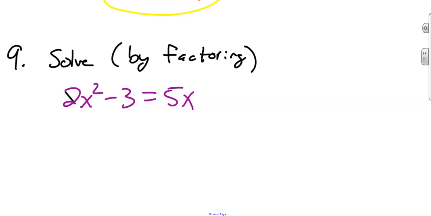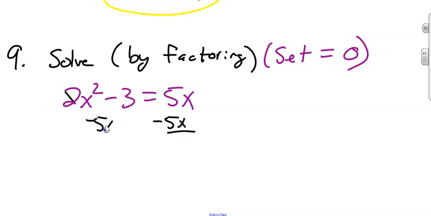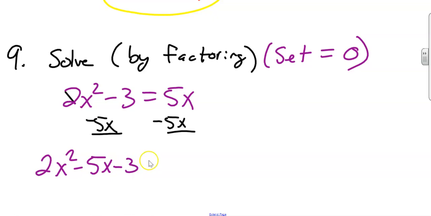equals 5x. Now, anytime you're going to solve, with the way the trinomials and everything are set up, you have to set it equal to 0. So however they've got the equation written, you've got to move the terms around so all the terms are on one side and it equals 0. For this one, you would move the 5x from the right-hand side to the left-hand side to get 2x squared minus 5x minus 3 equals 0.